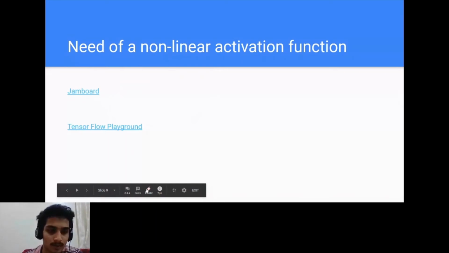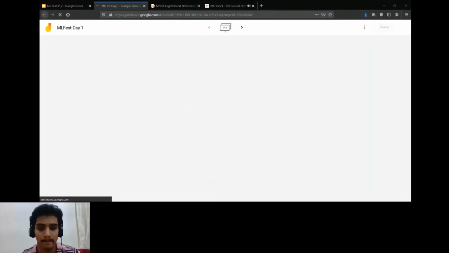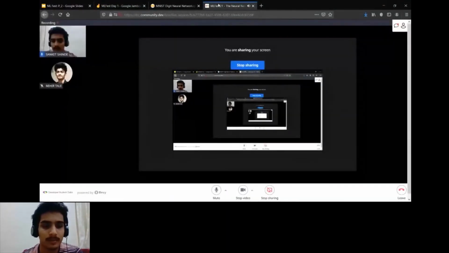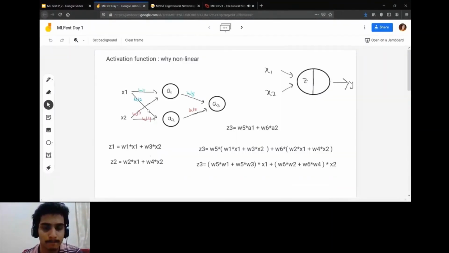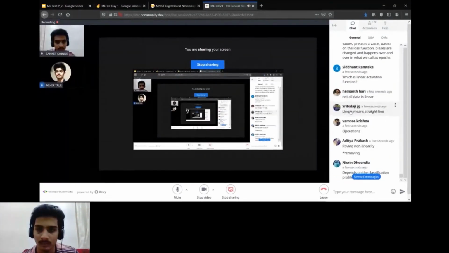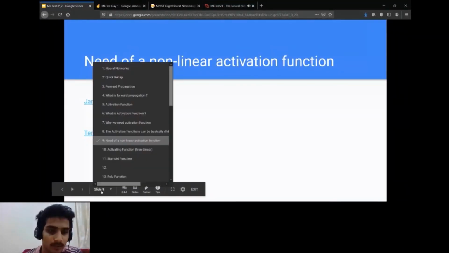So let's move on to our Jamboard. Okay, cool. Is it visible, Mir? Visible. Sankit, can you first give them examples of what linear and non-linear activations actually are? Yeah, first we'll get into examples.